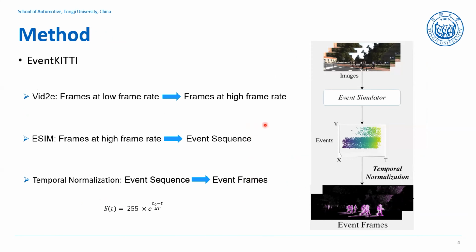And we first introduce the EventKITTI dataset. It consists of an object level dataset and a video level dataset, where we use Vid2E and ESIM to convert the 2D object detection dataset, KITTI dataset, and multi-object tracking dataset to generate EventKITTI. And for event representation, we use temporal normalization to encode the event sequence as event frames.